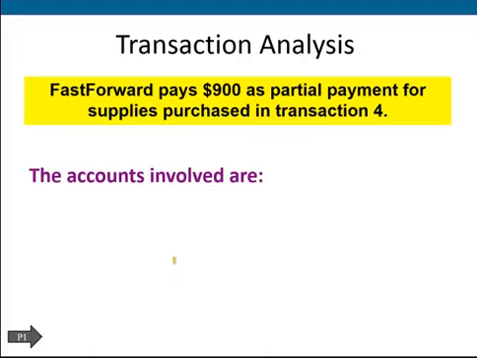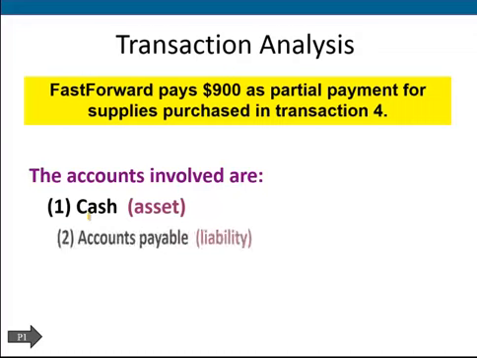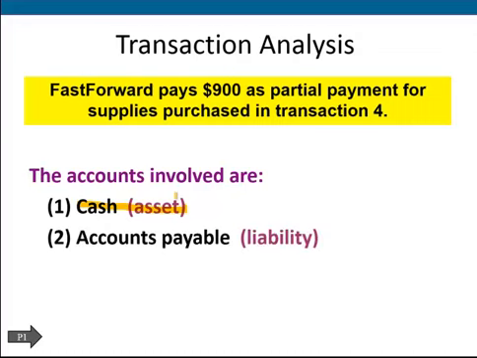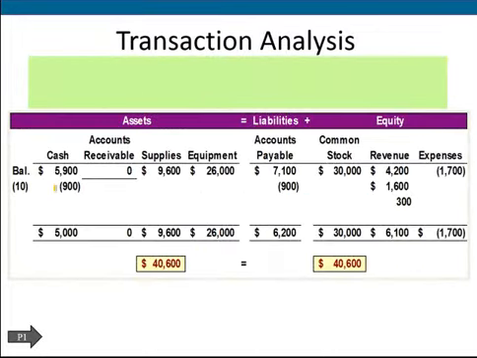Fast Forward pays $900 as partial payment for its earlier purchase of supplies purchased in transaction 4, leaving $6,200 balance unpaid. So the $900 that was promised to be paid later, that was in accounts payable to another company, was now paid off. So cash will be going down. And the amount owed to an outside source will go down. Cash goes down, and accounts payable goes down.